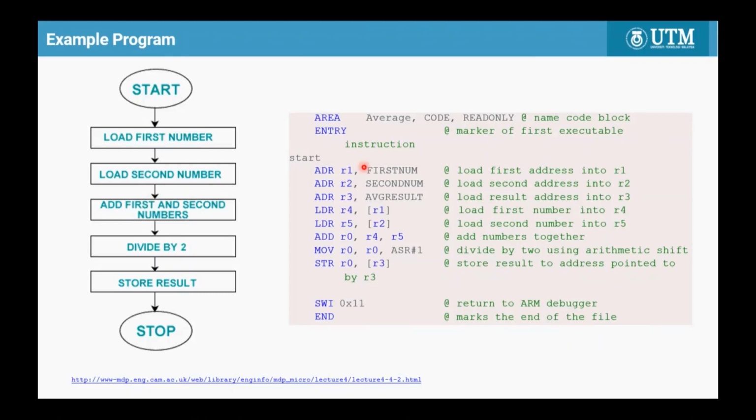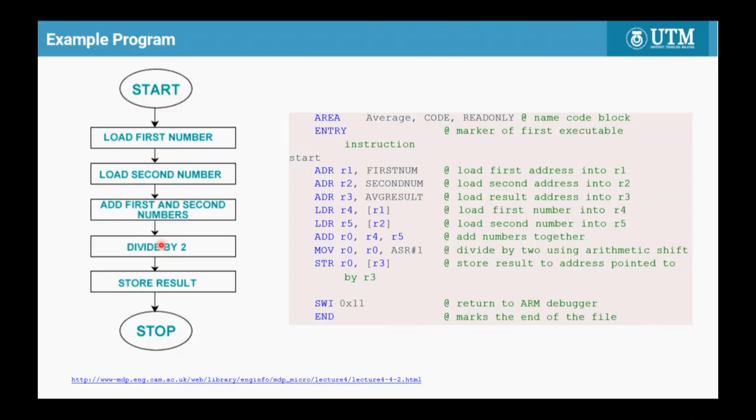So here, R1 will have the first num, R2 will have the second num, then R3 will have the average result. Then LDR R4, R1 means you're going to load the value pointed to by R1, which is the first num, into R4. LDR R5, R2 gets the second value, from second num, and puts it into R5. Then ADD R0, R4 and R5. So add these values, put the result in R0, and divide it by 2.